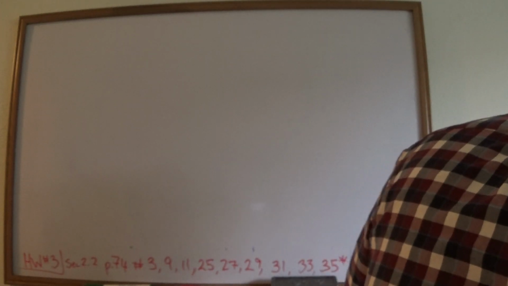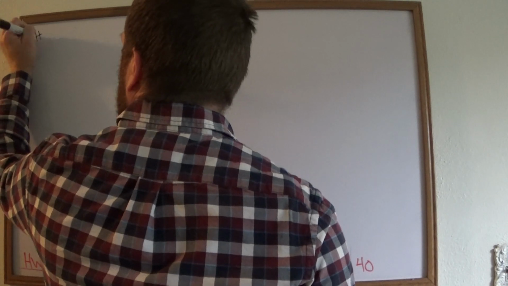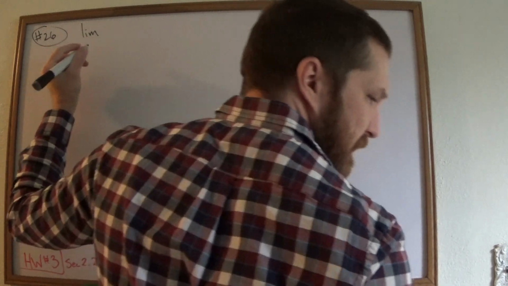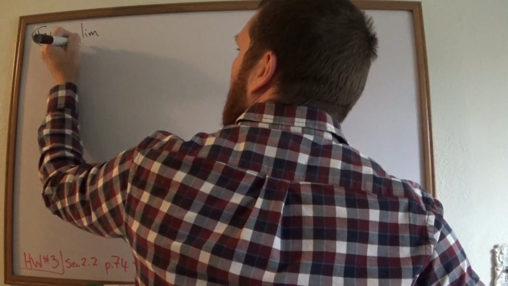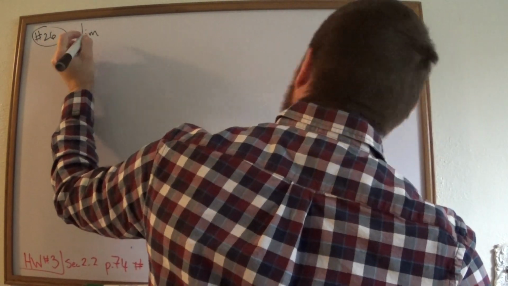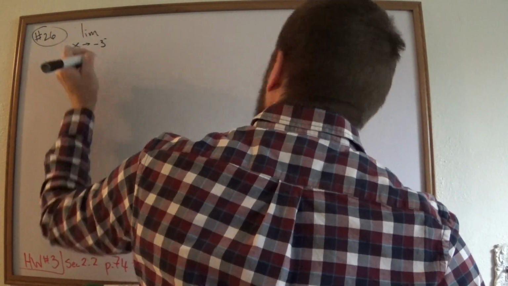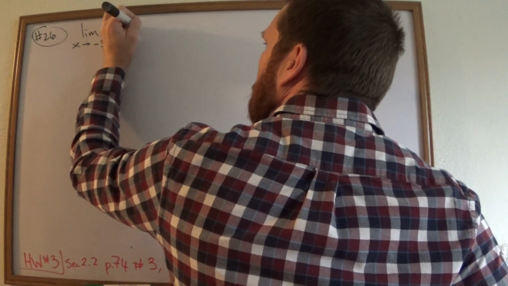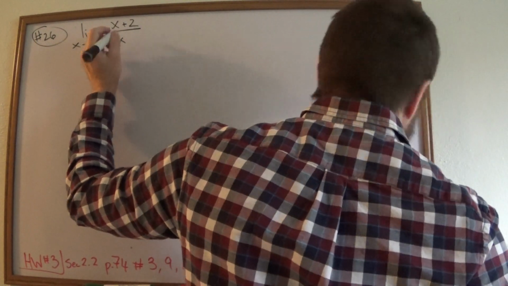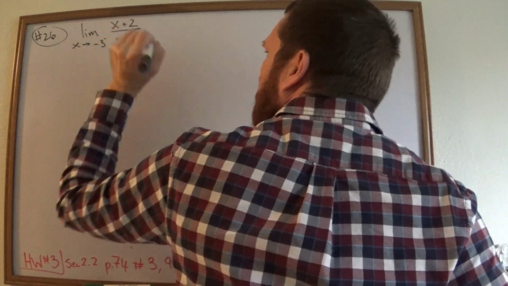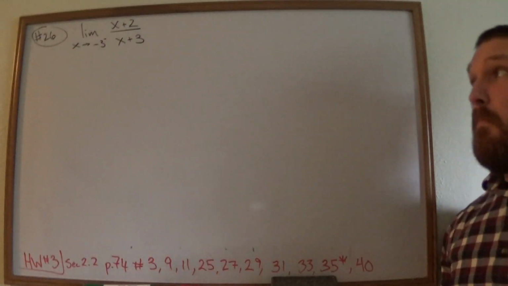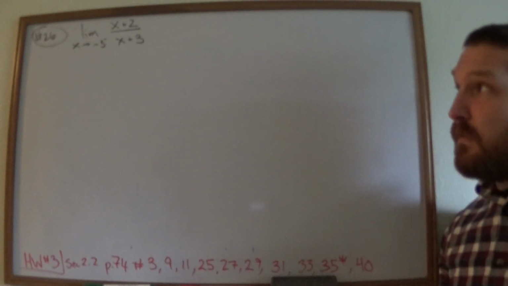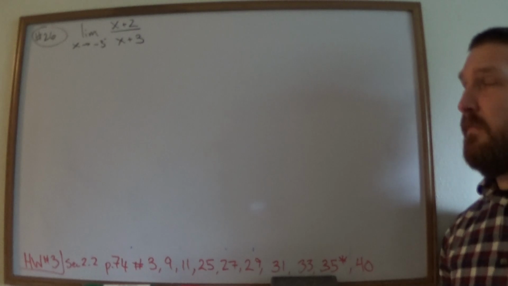Number 26. This is from the book. We're going to find the limit as x goes to -3 from the left of (x + 2) over (x + 3). My intuition immediately is to graph this thing, just like we did with the first one, 1 over x minus 5. This one's a bit harder.